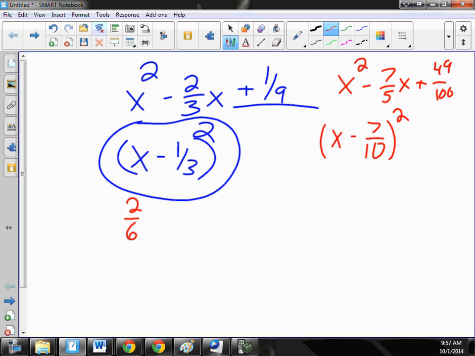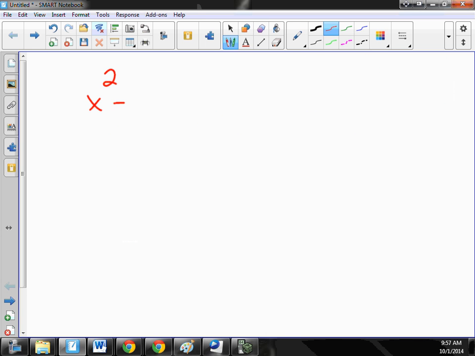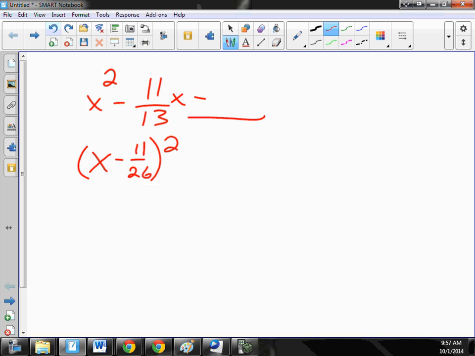Okay, and one more. x squared minus 11/13. So it would be x minus 121 over, or sorry, I'm doing it the wrong way. x minus 11/26. And here's where your calculator is going to come in handy. It's going to be plus 121 over, I don't know, what's 26 squared?